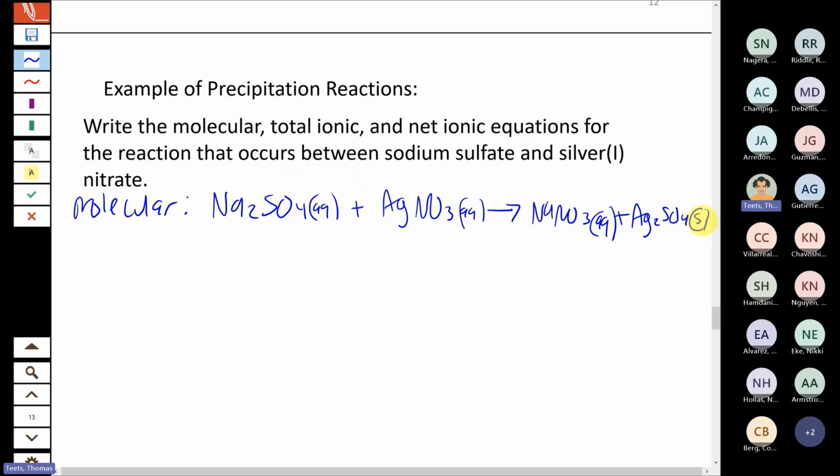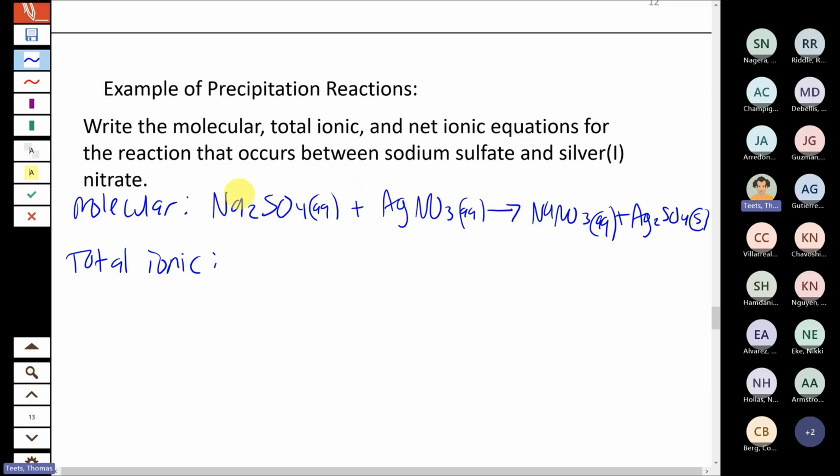All right. So you have to make sure you get the formulas of the compounds right, and you have to use your solubility rules to predict which ones will be aqueous versus solids on the product side. So that's our molecular equation. The total ionic equation, which is not by itself very useful, but is a good intermediate to get us to the net ionic, is going to be just taking everything that's aqueous and separating it out.